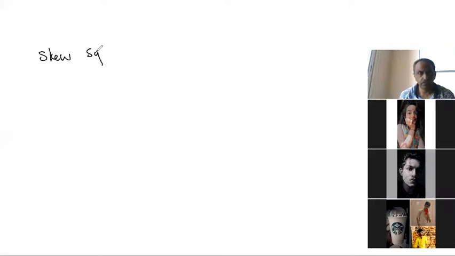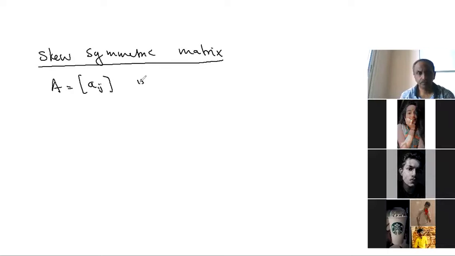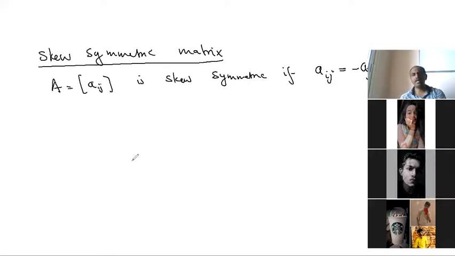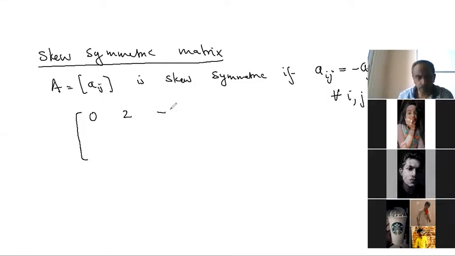Skew symmetric matrix. When do you say matrix Aij is skew symmetric? If Aij is minus Aji. Aij should be equal to minus Aji for all i and j. Look at this: 0, 2, minus 1; minus 2, 0, 4; 1, minus 4, 0. Check whether it is satisfying the condition.